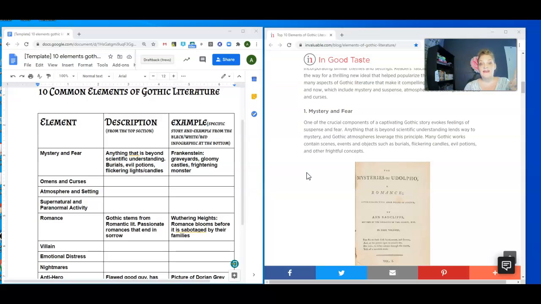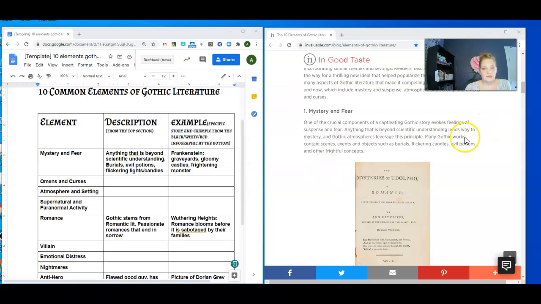You remember in the Edpuzzle, one of the questions was about what is the oldest and biggest fear for humans, according to, I think it was Lovecraft. And he said fear of the unknown. That's what Gothic literature really highlights, is that fear of the unknown, those things that we can't explain.